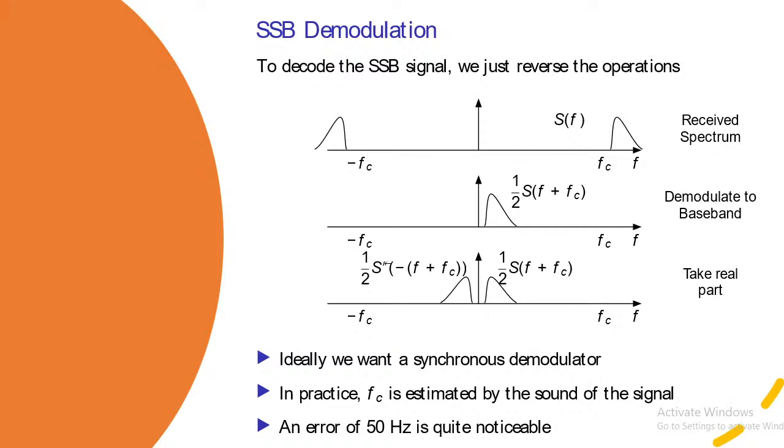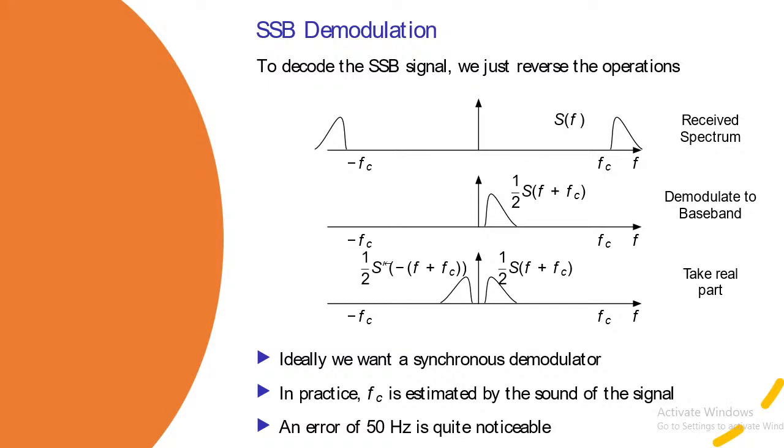In the demodulation, you start from the last waveform. So this is the received spectrum around FC. Then demodulate it to the baseband, so it comes back towards the baseband. How do you do that? By convolving it. Again, you convolve as in the case of DSBSC. Here also you convolve it with the original carrier frequency. Then take the real part. If you take the real part, you will get back the original signal.